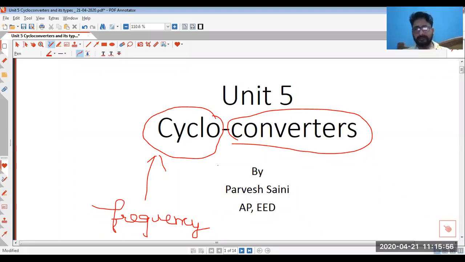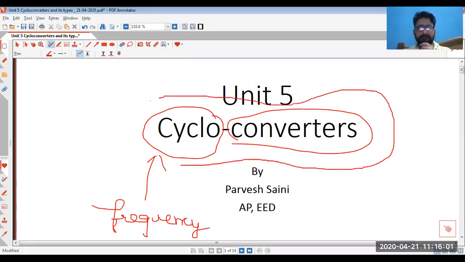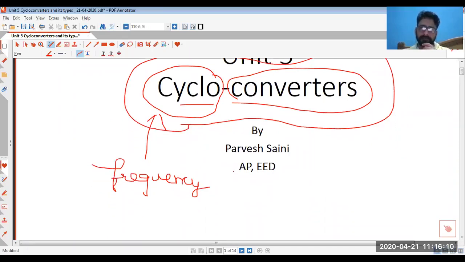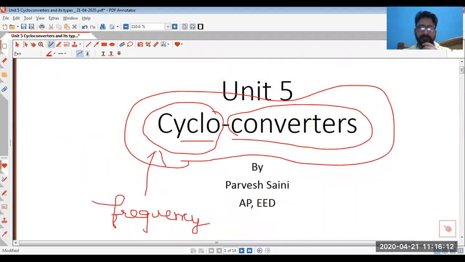You can make out from the name of the power electronic circuitry itself. Here cyclo indicates the frequency of the input signal. So today's lecture is based on the basic concepts of cycloconverters, and then we will analyze the behavior of a cycloconverter for a resistive load and for an inductive load also.